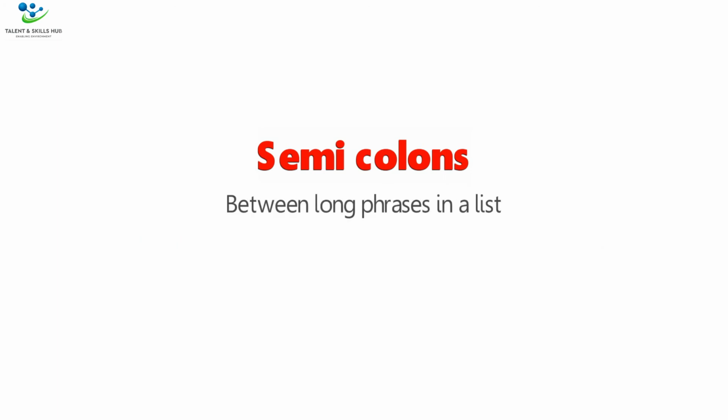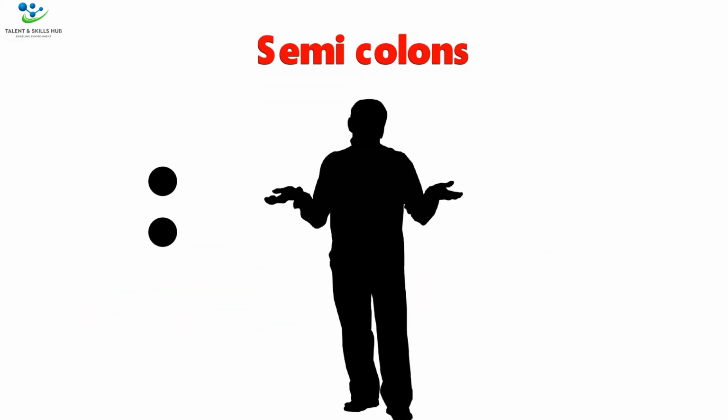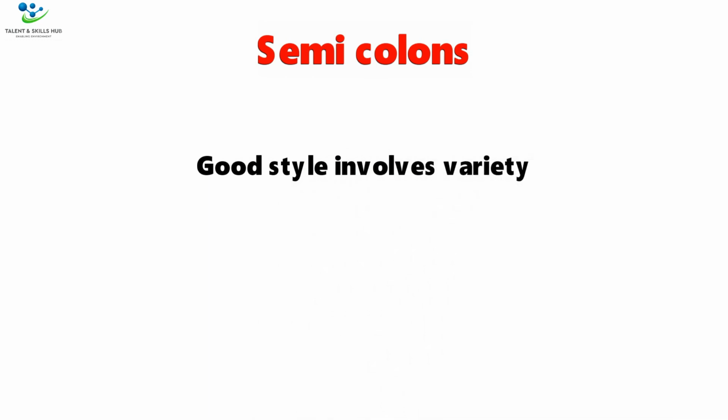Between long phrases in a list, that is, where each item in the list is not just one word, but several. For example, the investigation revealed several key problems: serious air pollution; underfunding by central government; lack of public awareness; and the decline of local transport services. This example shows the difference between the colon, to introduce the list, and the semicolon. Again, as with sentence length, good style involves variety. Your writing should demonstrate your ability to use the whole range of punctuation.